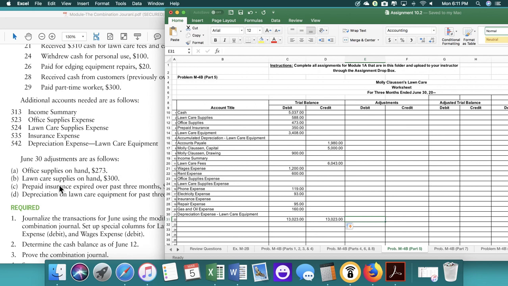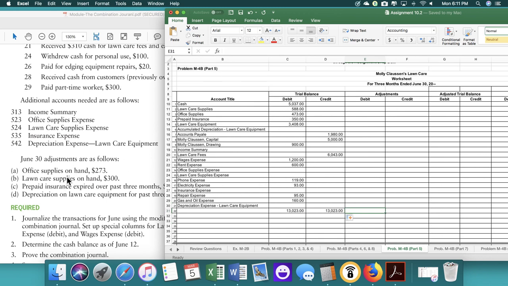Now we are given 4 adjusting entries that we need to take care of. So the first one is office supplies on hand is $273. Remember, the book gives us sometimes the amounts that we need to adjust for and the amounts that we have at the end of the period. This time for A, it's giving us the amount we have at the end of the period. We have $273 worth of supplies. So to find the adjustment amount, you're going to take 473 minus 273. That's going to give us 200. So I'm going to go ahead and enter that in office supplies expense as well.